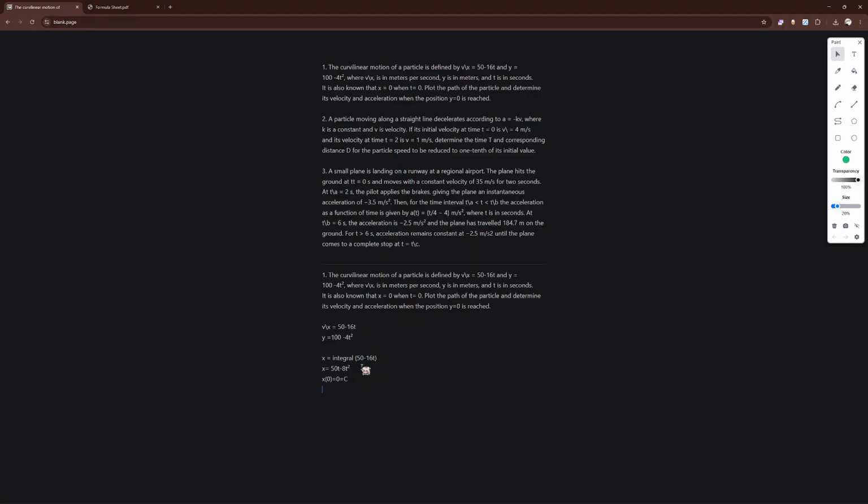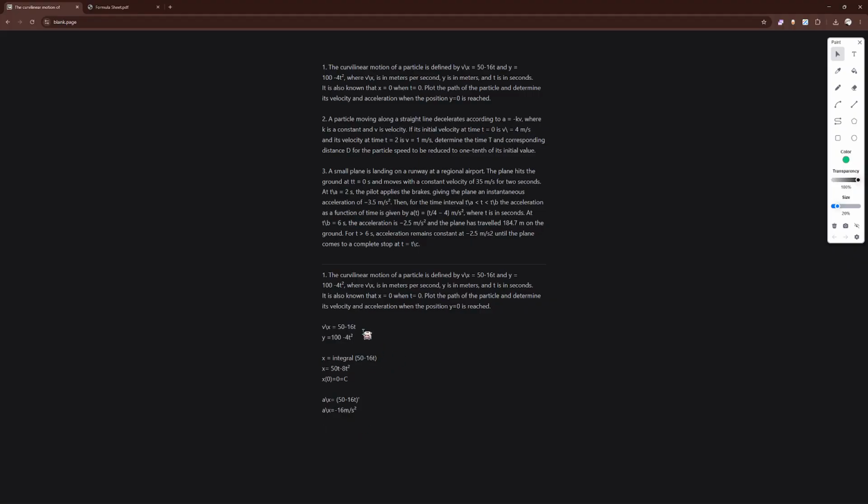We have an x equation, we have a y equation. And acceleration is the opposite, by the way. The x acceleration, a sub x, is just going to be the derivative of velocity. So we're just going to go prime, and so a of x is equal to negative 16 meters per second squared.